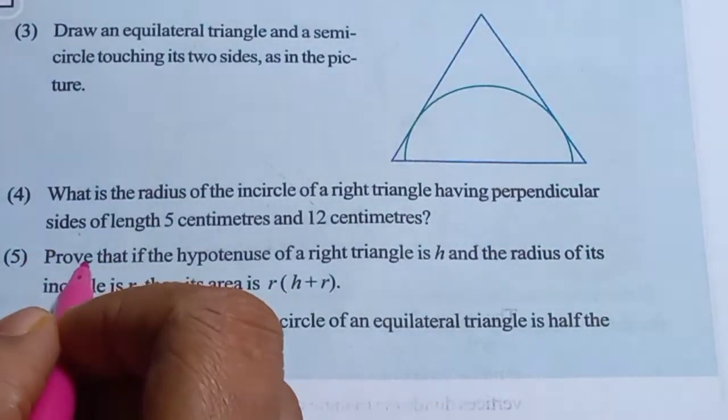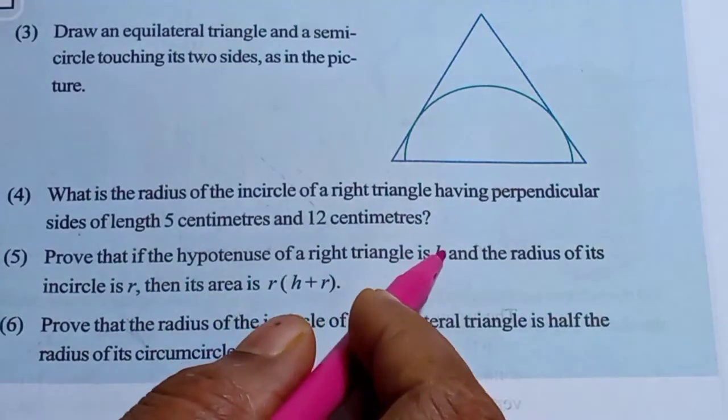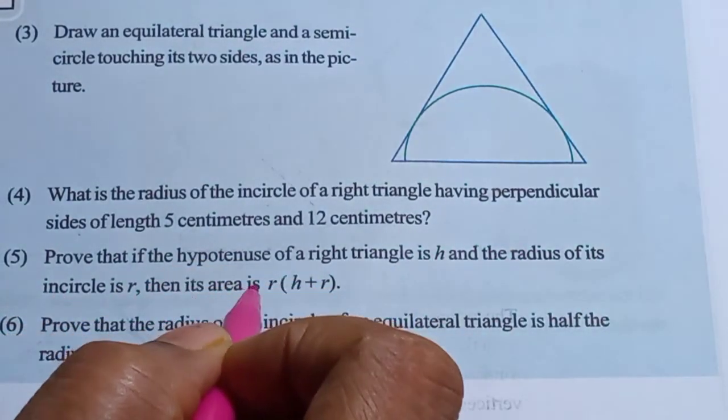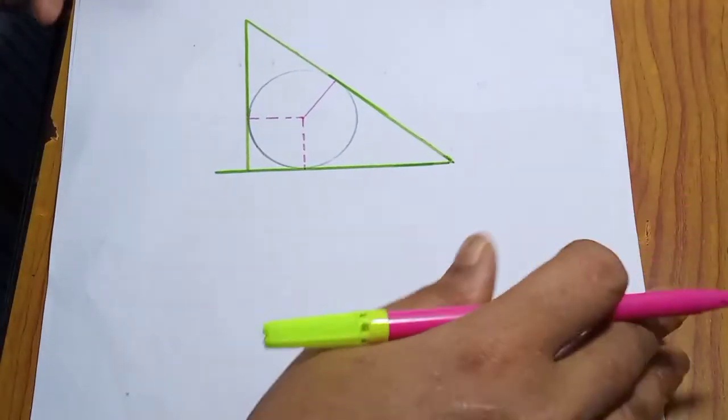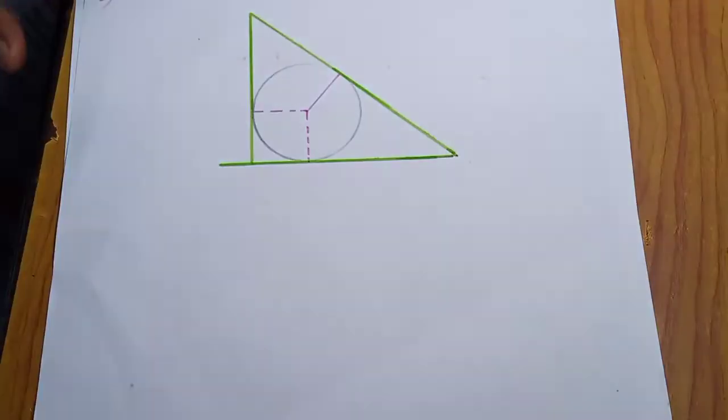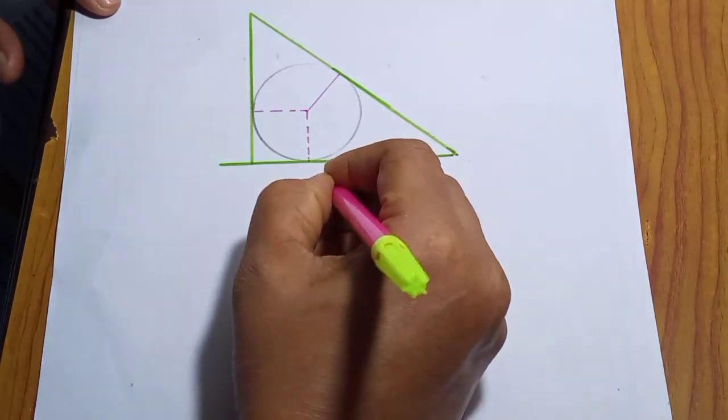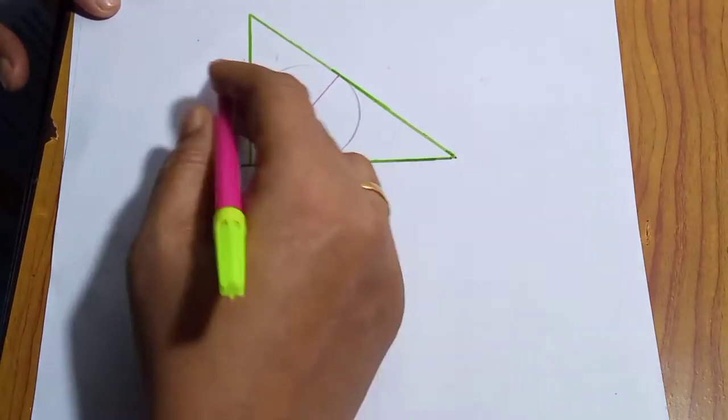Fifth question. Prove that if the hypotenuse of a right triangle is h and the radius of its incircle is r, then its area is r into (h plus r). Okay. Remember the previous answer. That is answer 4. Just remember that. And take the perpendicular sides of the triangle as a and b.